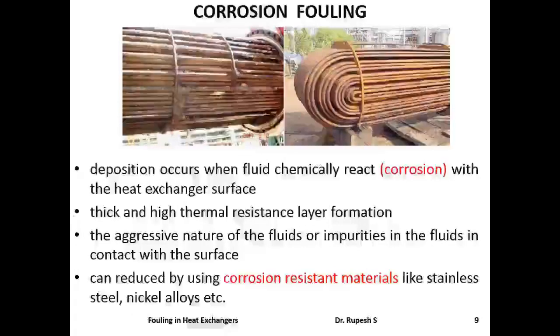The next is corrosion fouling. This is due to the deposition formed from the chemical reaction between fluid and the heat exchanger surface. A thick layer with high thermal resistance is formed as a result of corrosion and is very common with water supply lines. Corrosion fouling is due to reactive nature of the fluid or impurities present in the fluid, and it can be reduced by using corrosion resistant materials like stainless steel, nickel alloys, etc. for the fabrication of heat exchangers.